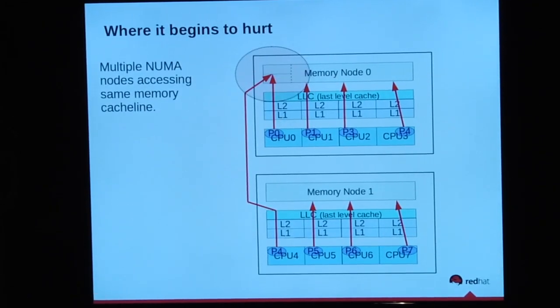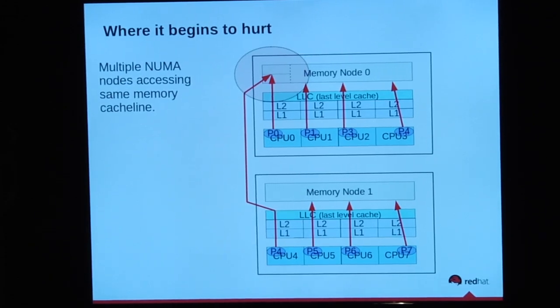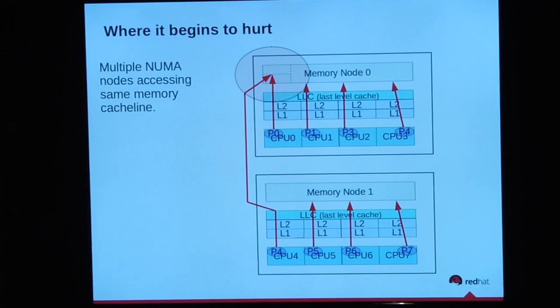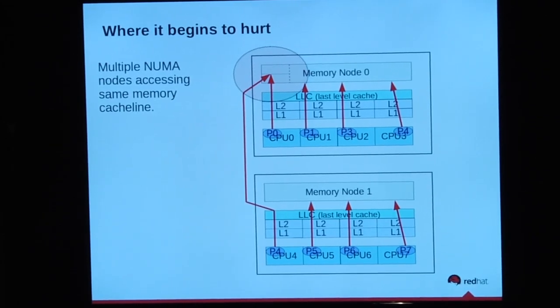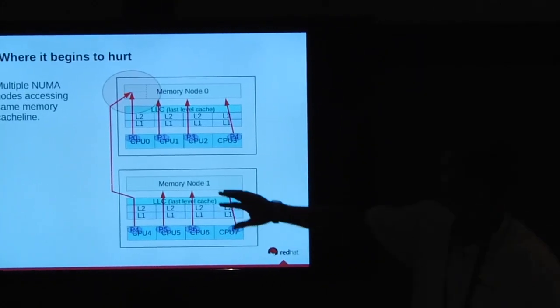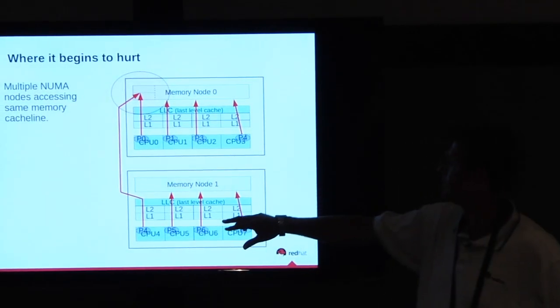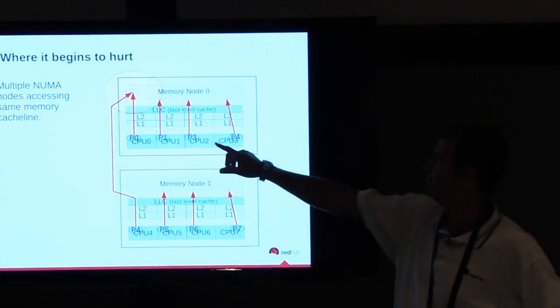Next. And this is our important slide right here. This is kind of the focus of our talk. And this is where you get into cache line contention in the memory. In this example, we have two processes, process 0 and process 4, on two different nodes accessing the same memory.